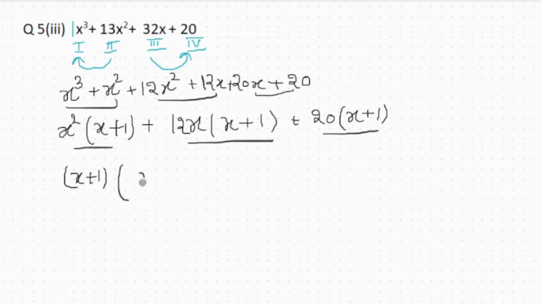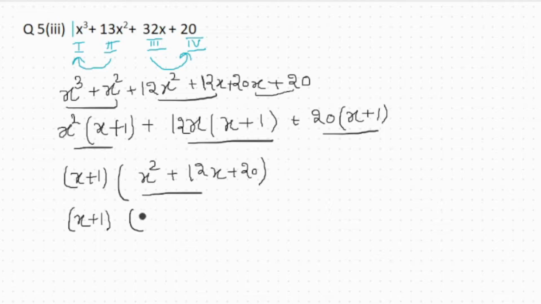Now we are left with one quadratic polynomial, that is x square plus 12x plus 20. This is a quadratic polynomial. Can we further divide this? Can we further split this quadratic polynomial into factors? Yes, we can further do this by the splitting method.